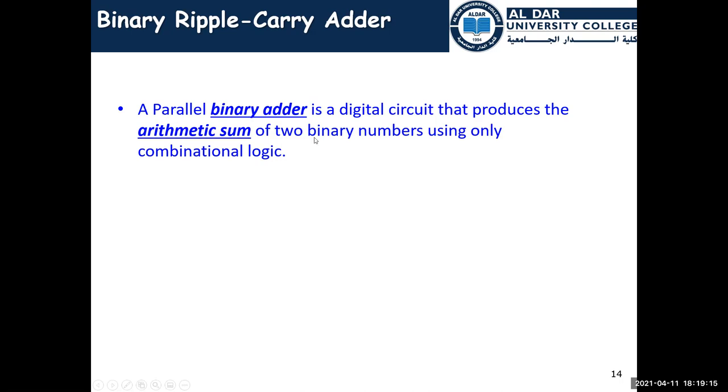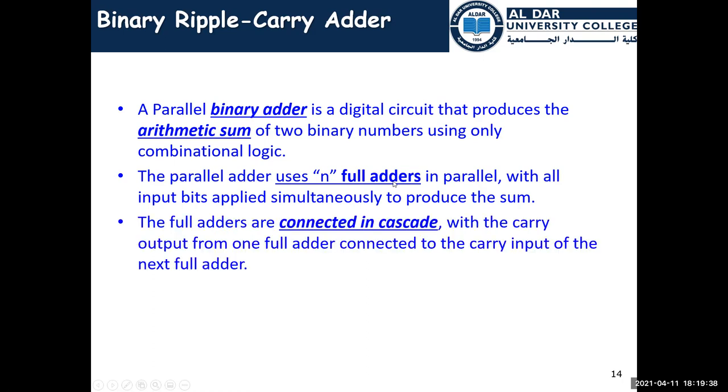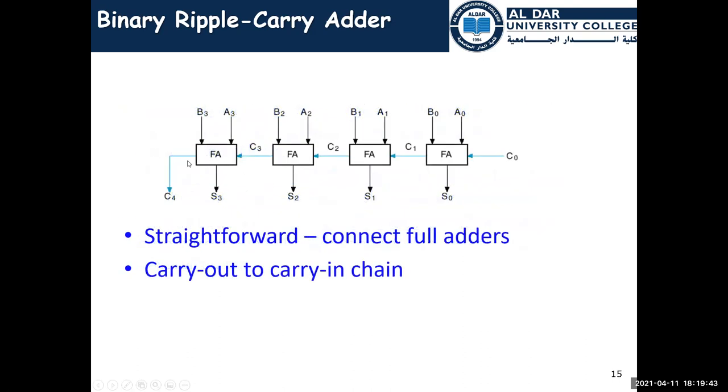A parallel binary adder is a digital circuit that produces the arithmetic sum of two binary numbers using only combinational logic. The parallel adder uses n full adders in parallel. So if we need a 4-bit ripple adder, we can use 4 full adders in parallel, connected together in cascade. Exactly, this is the shape of the 4-bit ripple binary adder.